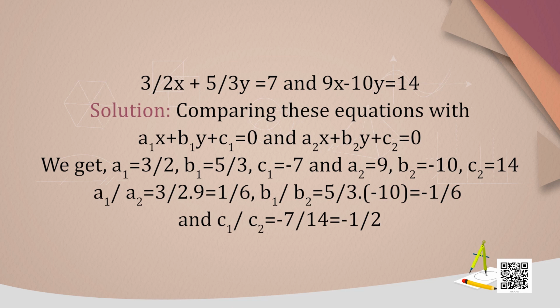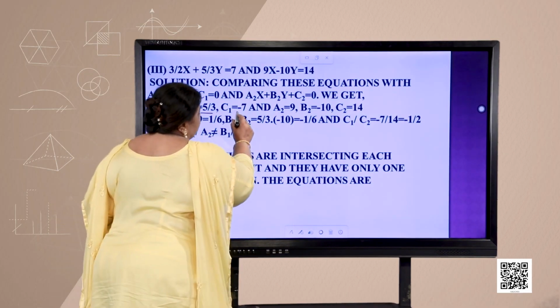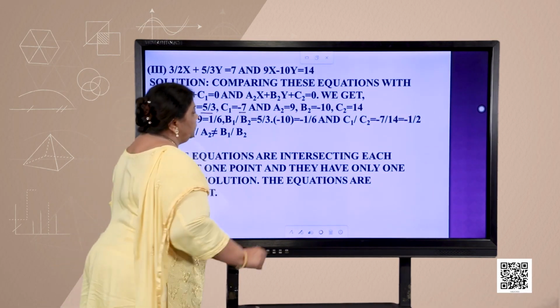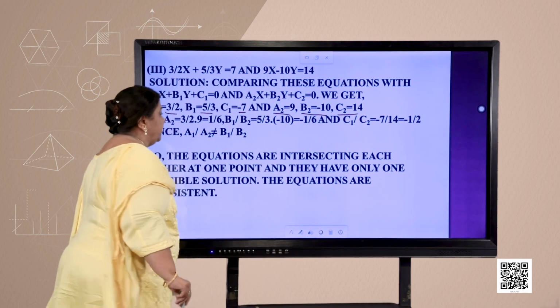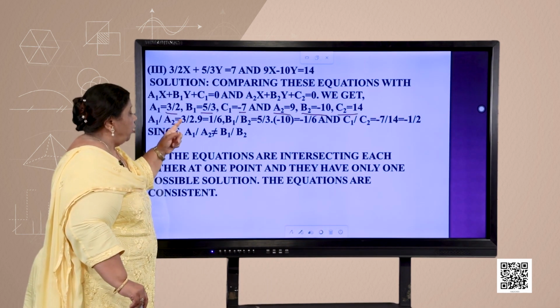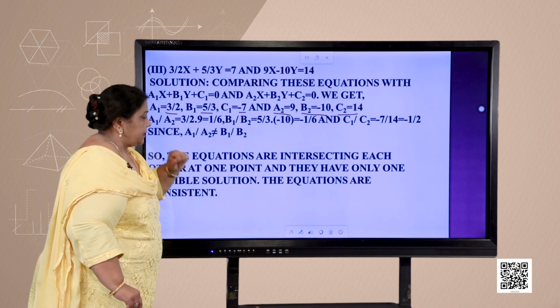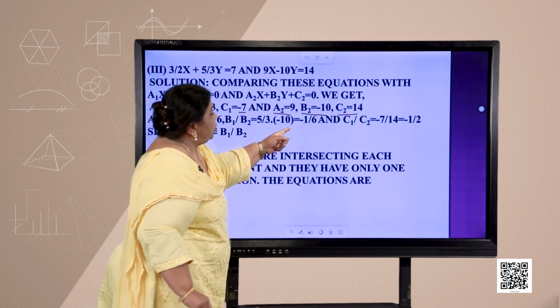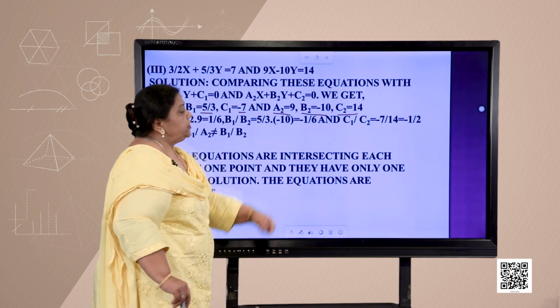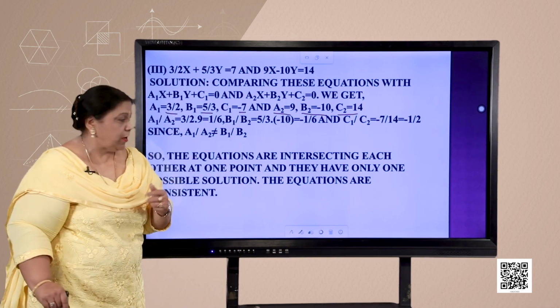We can compare these equations with the general equations a1x plus b1y plus c1 is equal to 0 and a2x plus b2y plus c2 is equal to 0. We get a1 as 3 upon 2, b1 as 5 upon 3 and c1 as minus 7. What about a2? It is 9, b2 is minus 10 and c2 is minus 14. a1 upon a2 is equal to 3 upon 2 into 9, that is 1 upon 6, and b1 upon b2 is equal to 5 upon 3 into minus 10, that is equal to minus 1 upon 6, and c1 upon c2 is minus 7 upon 14, that is minus 1 upon 2.